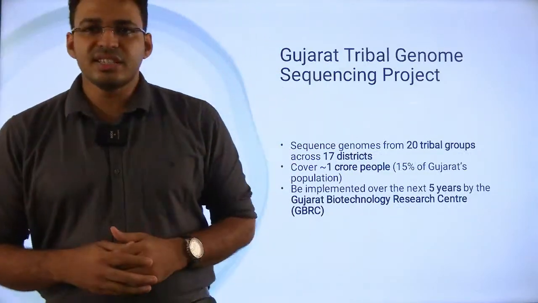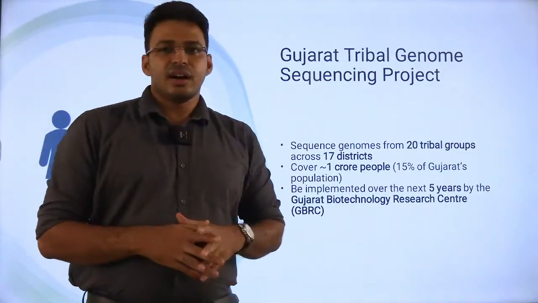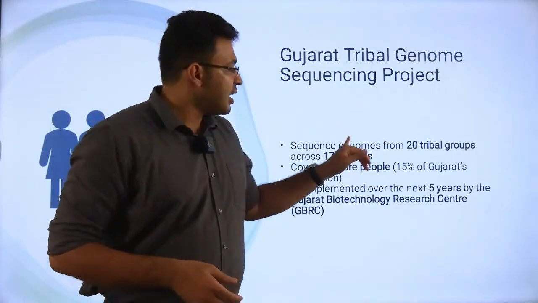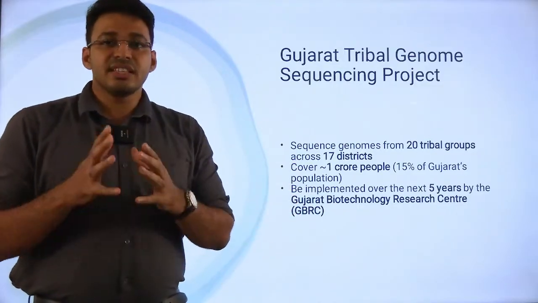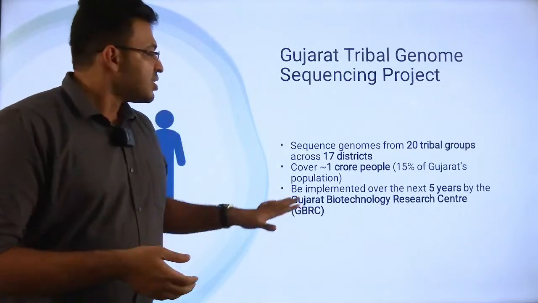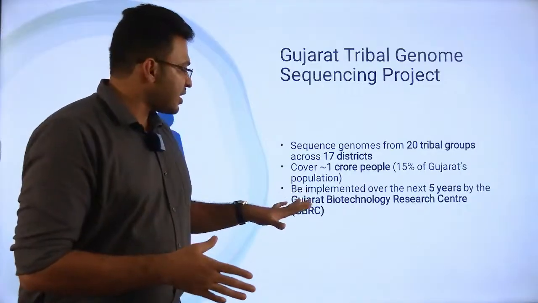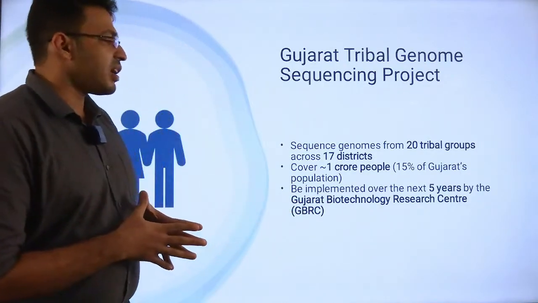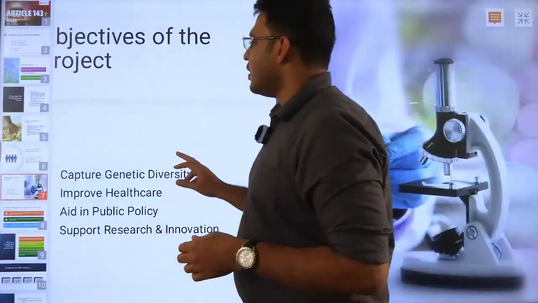The Gujarat state is attempting a genome sequencing project. The Gujarat government is collecting the DNA of 20 tribal groups across the 17 districts of the state. It is a first state level initiative. It covers 1 crore people. 15% of the Gujarat population is from the tribal population, and it will be implemented over the next 5 years by the Gujarat Biotechnology Research Centre. So what is the objective of the project?